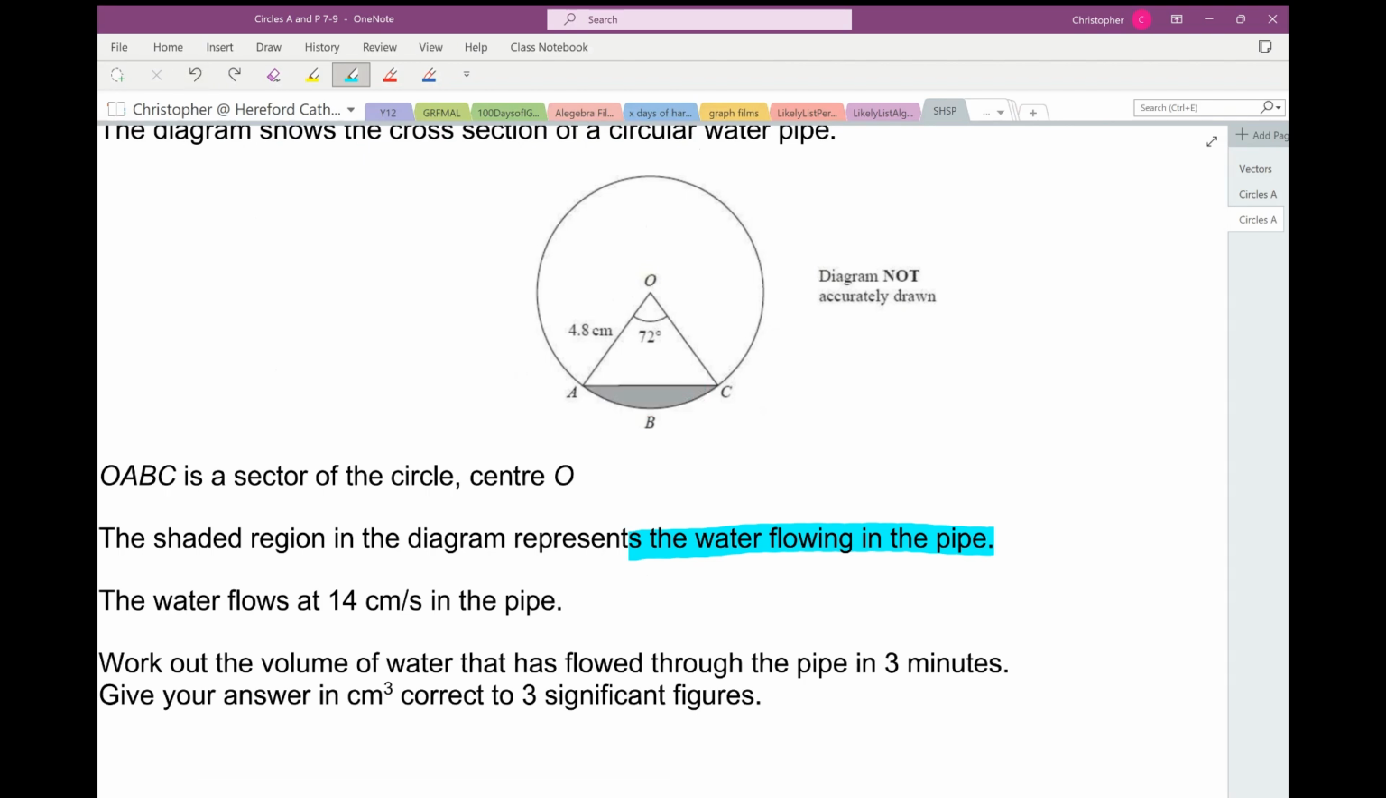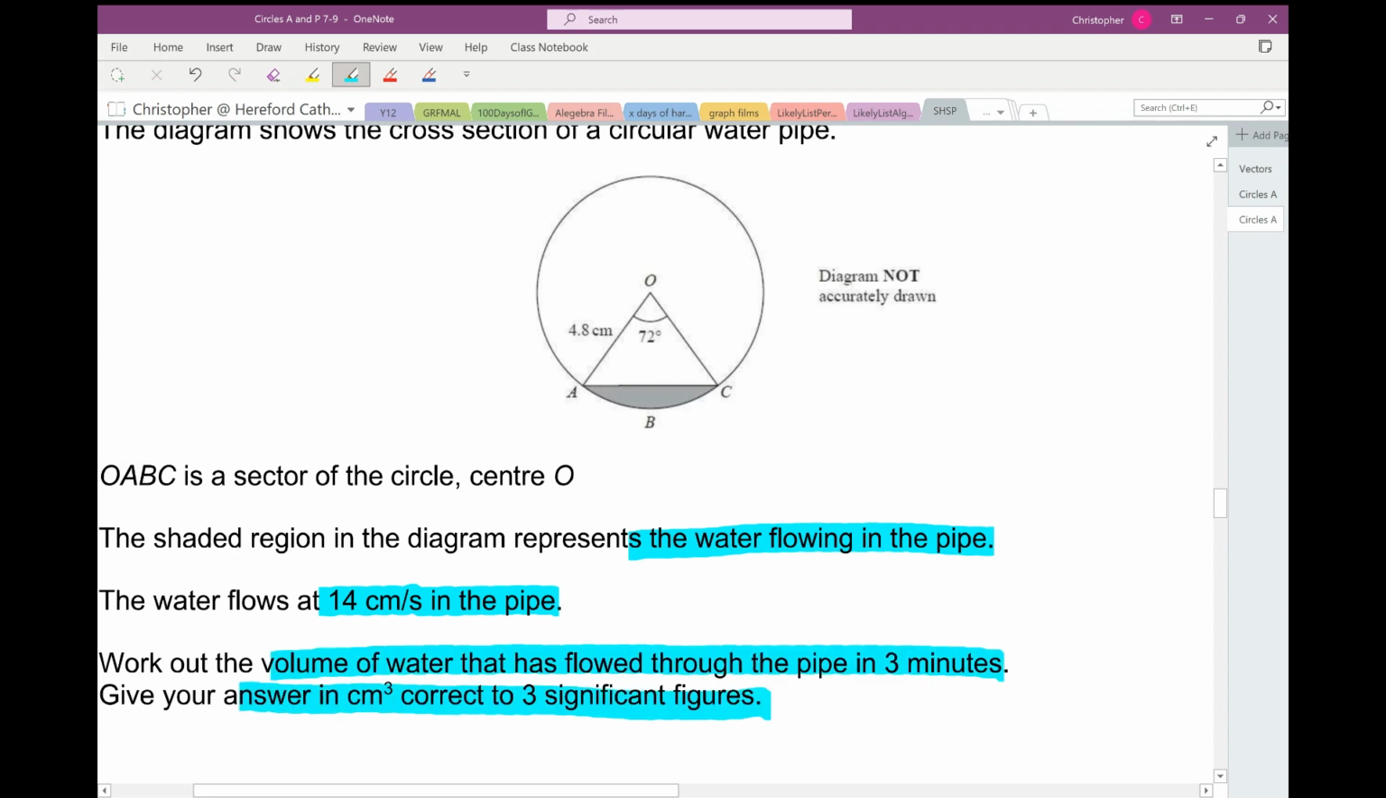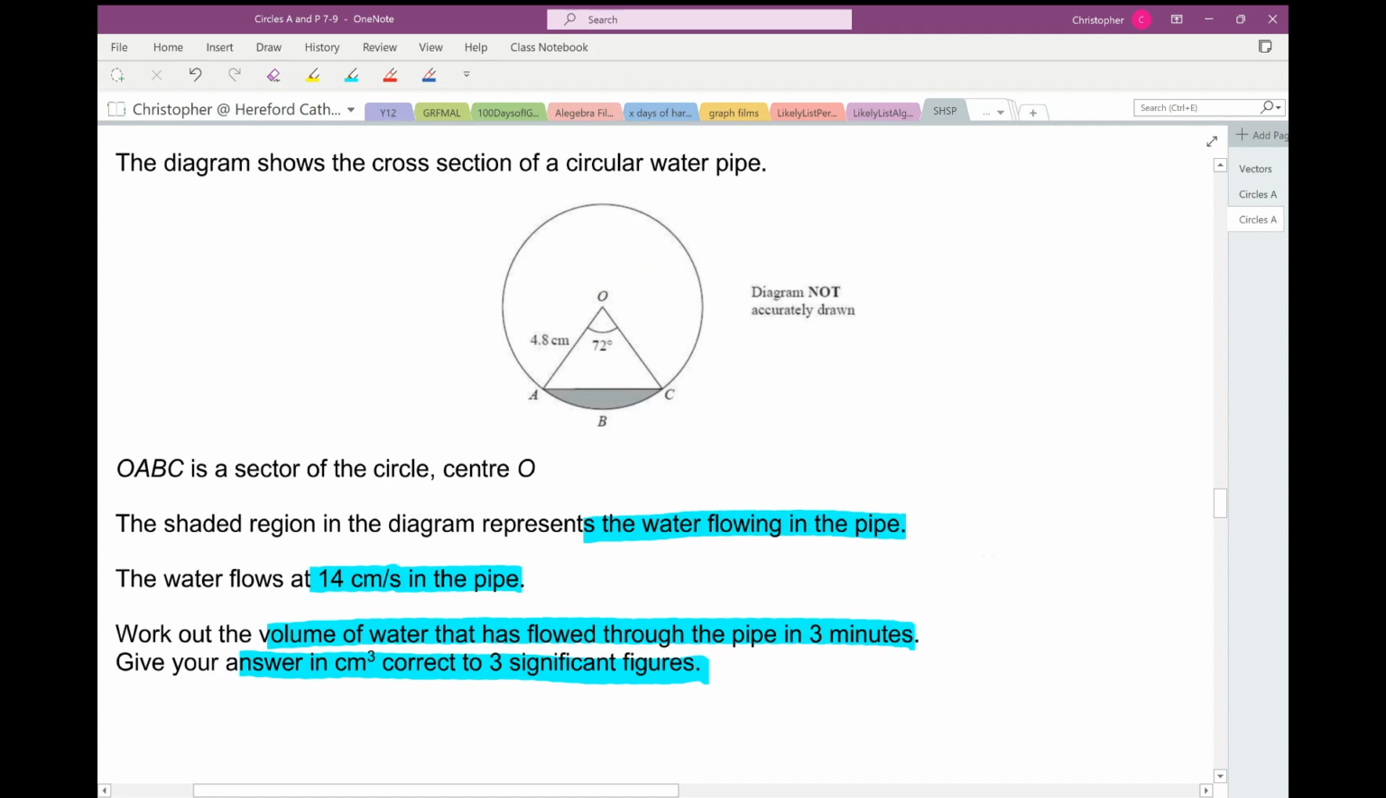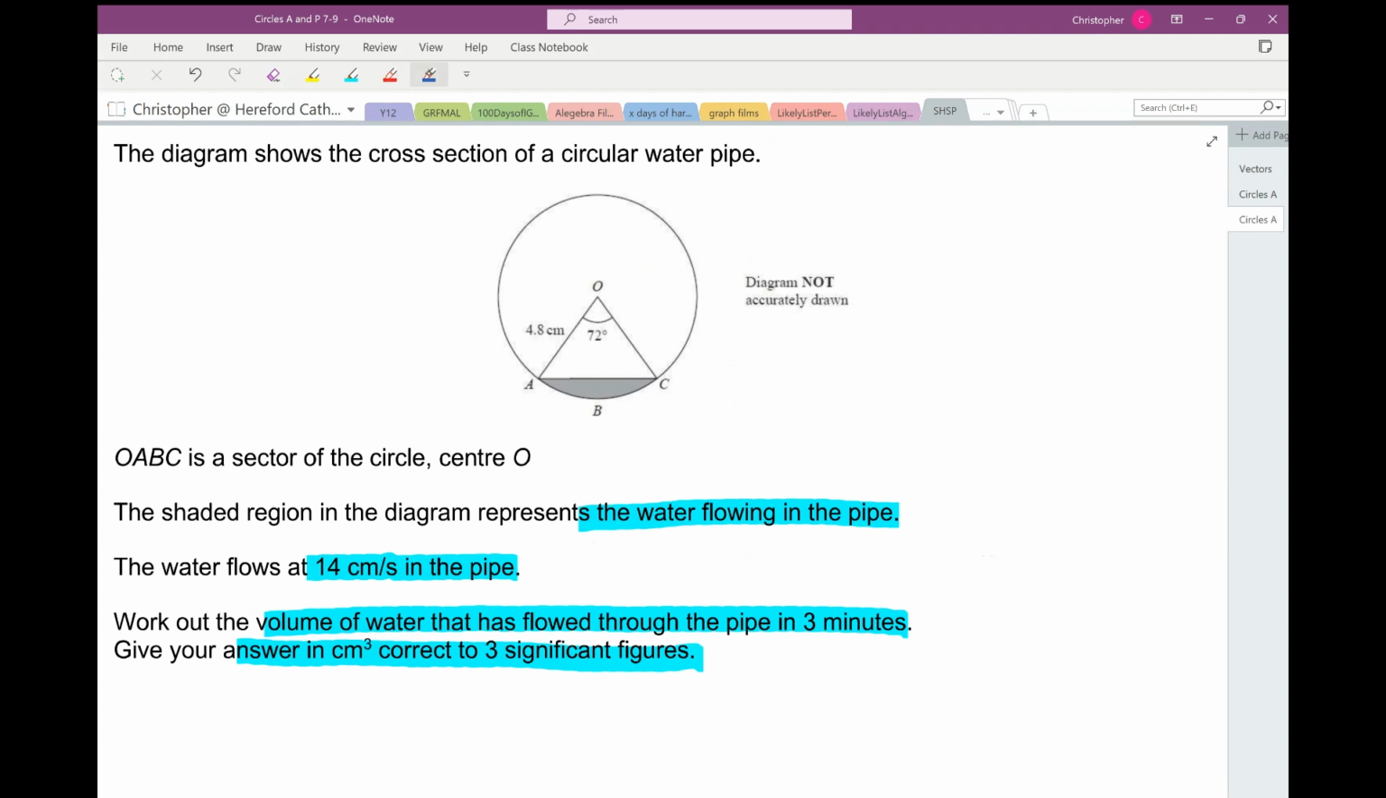Okay. The water flows at a rate of 14 centimetres per second in the pipe. Work out the volume of water that has flowed through the pipe in 3 minutes. Give your answer in cubic centimetres correct to 3 significant figures. Okay. Now, the first thing I need to work out is the area of the cross-section of the water. I need to work out this area here.